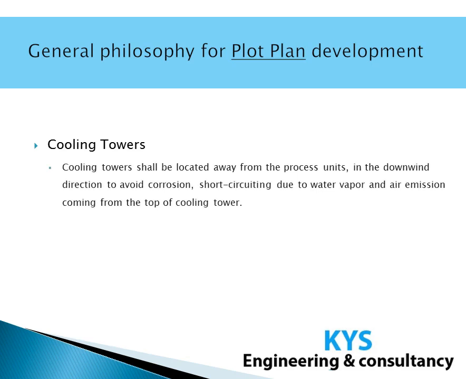Cooling towers. Cooling towers shall be located away from the process units and in the downwind direction. This is to avoid corrosion, because water vapor comes out from the cooling towers, and if it goes to the plant, then rusting will start in the plant. So we locate the cooling tower in the downwind direction, and also there are chances of short circuiting by this water vapor. To avoid these, we locate the cooling tower in the downwind direction.